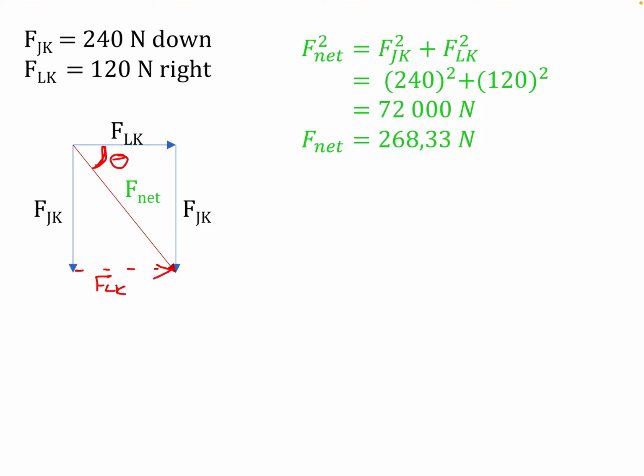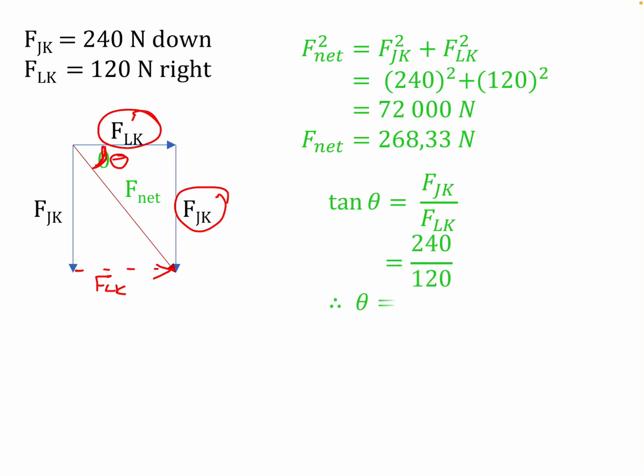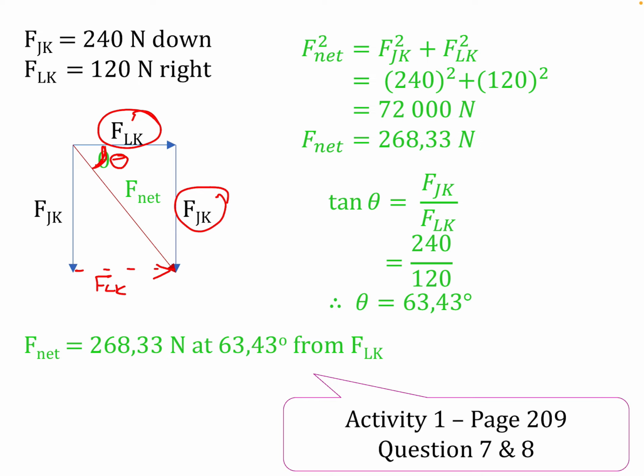We need theta. Okay, tan theta is opposite over adjacent. Theta is 63,43 degrees. So that means we've got 268,33 newtons at 63,43 degrees from LK. Okay, so I know we went towards LK and then we went down. Now you need to do activity 1 on page 209, and you need to do questions 7 and 8.